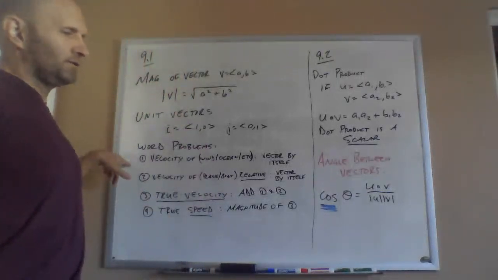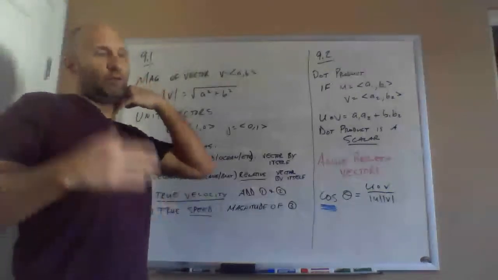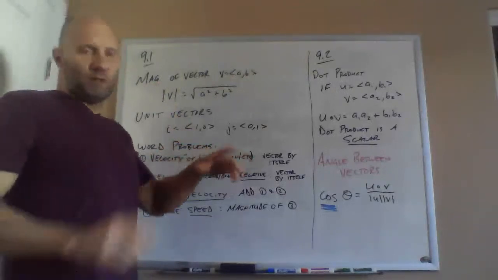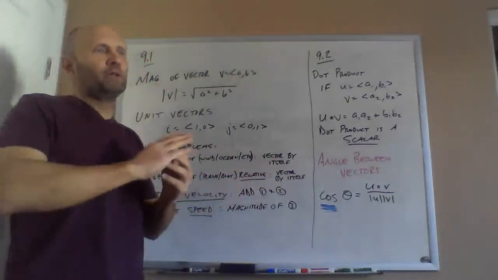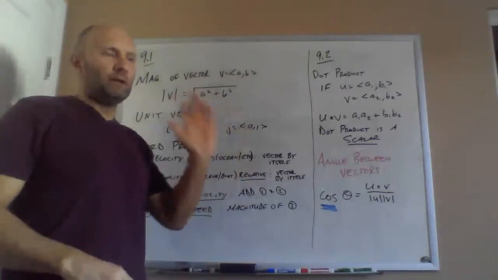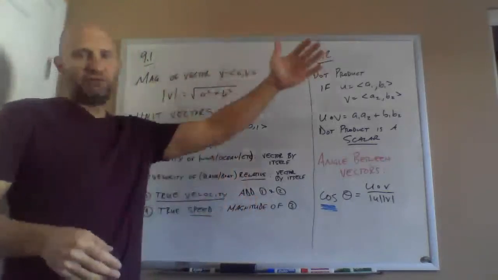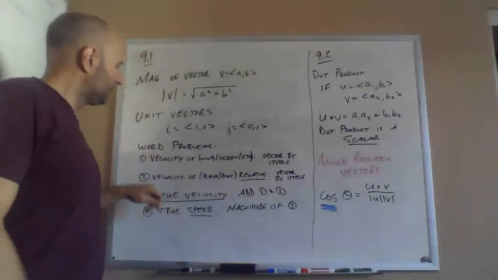So let's say we have a jet and wind. If it says, what's the velocity of the wind? That's just the vector by itself with i's and j's. So if it's blowing due north at 5 miles per hour, it would be 0i if you want a placeholder plus 5j. That's it, just the vector by itself.